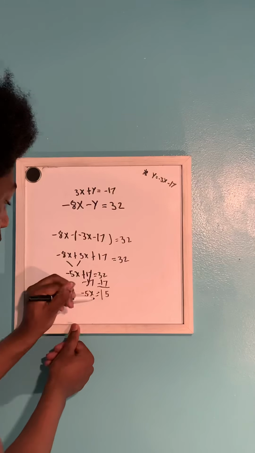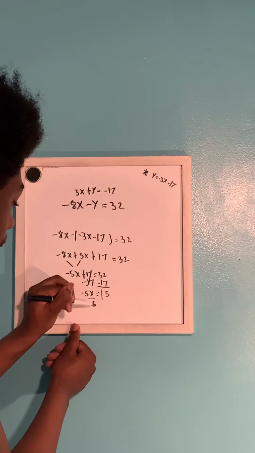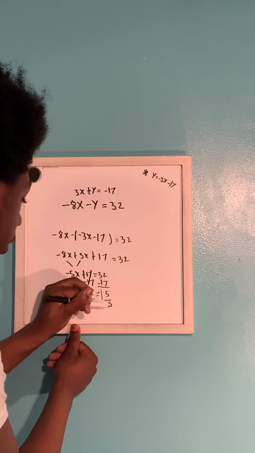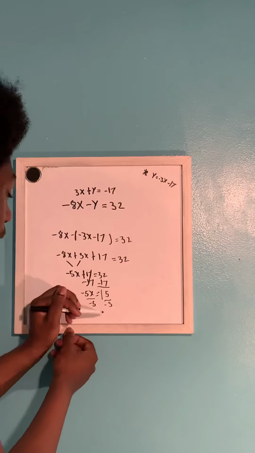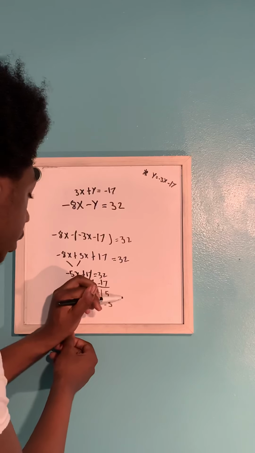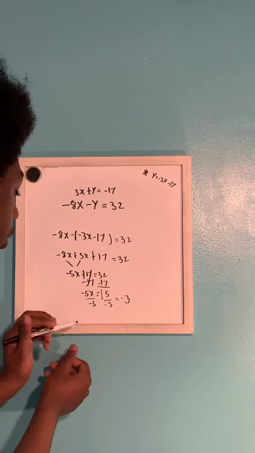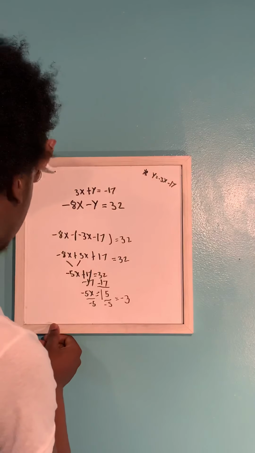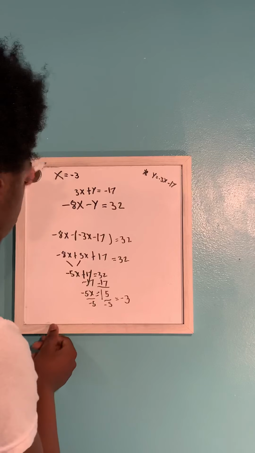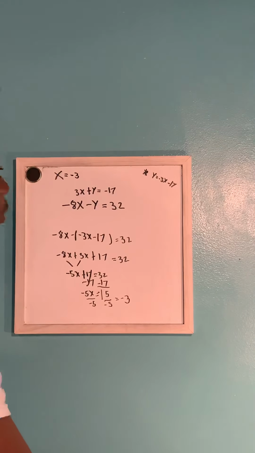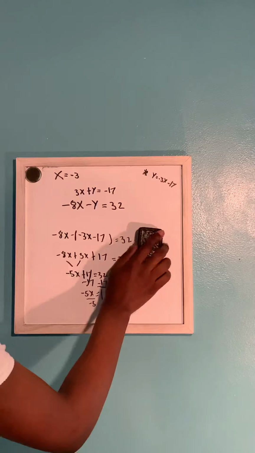So after that, you need to divide negative 5 on both sides. So negative 5x divided by negative 5 is x. And 15 divided by negative 5 is negative 3. So x is equal to negative 3. All right, we can erase all this now.